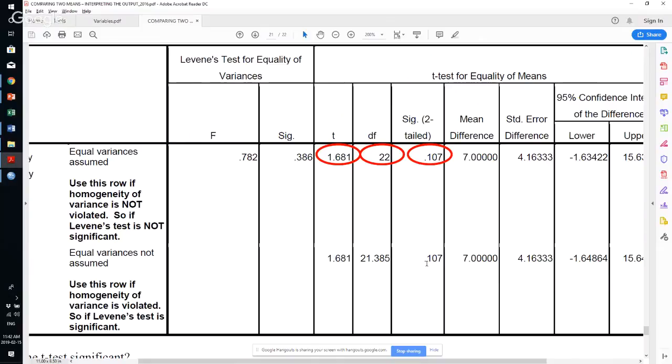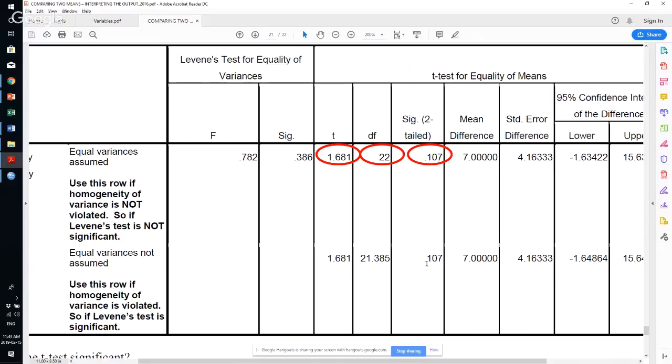And what it's doing, the t-value is the same, the p-value is the same, the degrees of freedom are weird. Notice 21.385. Okay? It is giving a more conservative degrees of freedom, so that you have to have a higher critical value in order for it to be significant. So you're being more conservative. You've got a problem, so you say, okay, the variances aren't equal, so I'm going to make sure that I'm even more confident in my t-test. Okay?